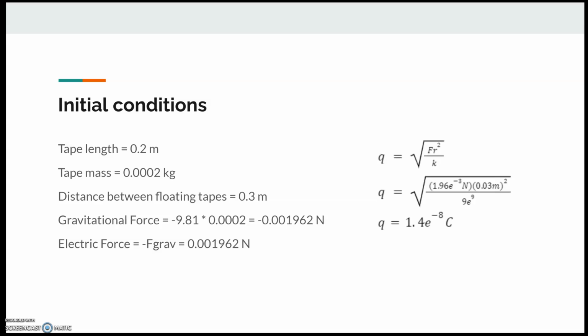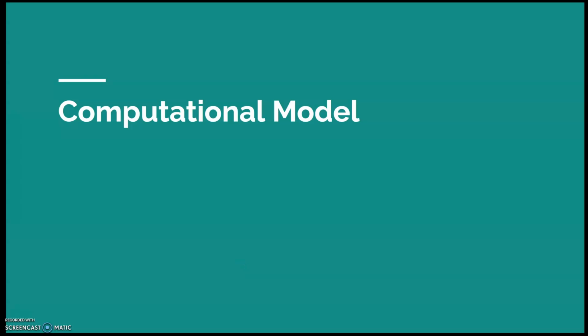And I used the tape length, tape mass, and the distance between those tapes to do some analysis. And that analysis was mainly finding the excess charge, which on the right-hand side of the screen you can see is 1.4 times 10 to the negative 8 coulombs. It's also important to note the gravitational and electric force that I have calculated there, because that's important for the computational model that's next up.